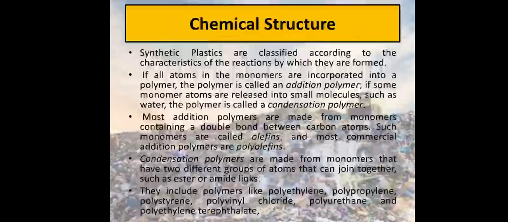Then the condensation polymers are made from monomers that have two different groups of atoms that can join together, such as ester or amide links. Means different types of linkages are present within them. They include polymers like polyethylene, polypropylene, polystyrene, polyvinyl chloride, polyurethane, and polyethylene terephthalate. Most of the plastics which we use daily are majorly these polymers.